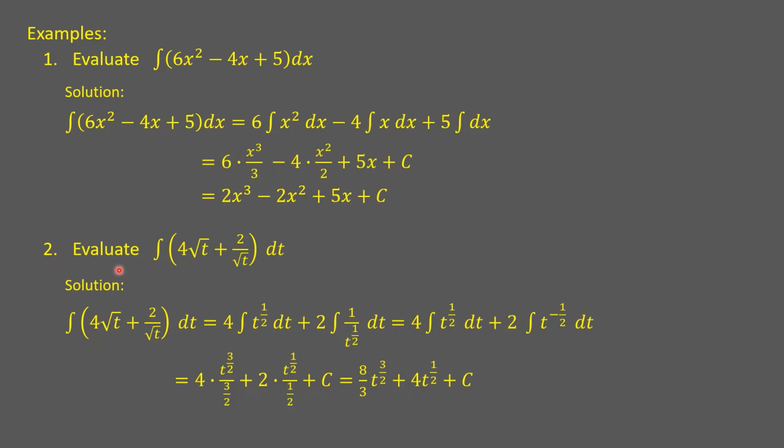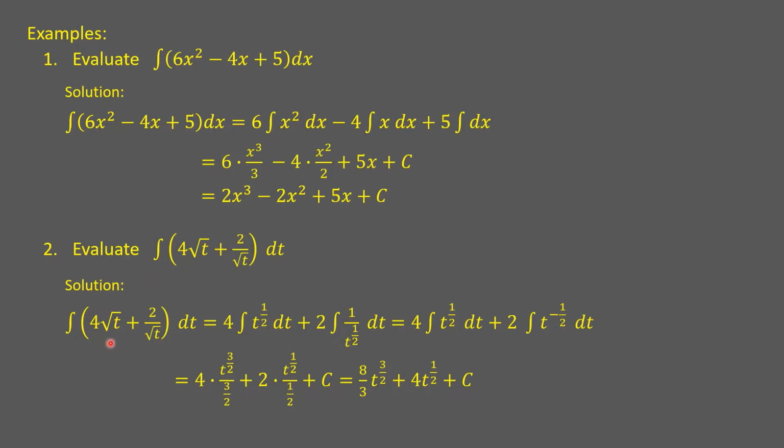For our second example, let us evaluate the integral of 4 square root of t plus 2 over the square root of t dt. Now, the variable of integration can be any variable. In this case, we have this variable given by t. Now, to evaluate the said integral, let us first transform 4 square root of t into 4 times t to the 1/2, and 2 divided by the square root of t into 2 over t to the 1/2, or we can write it as 2 times t to the -1/2.